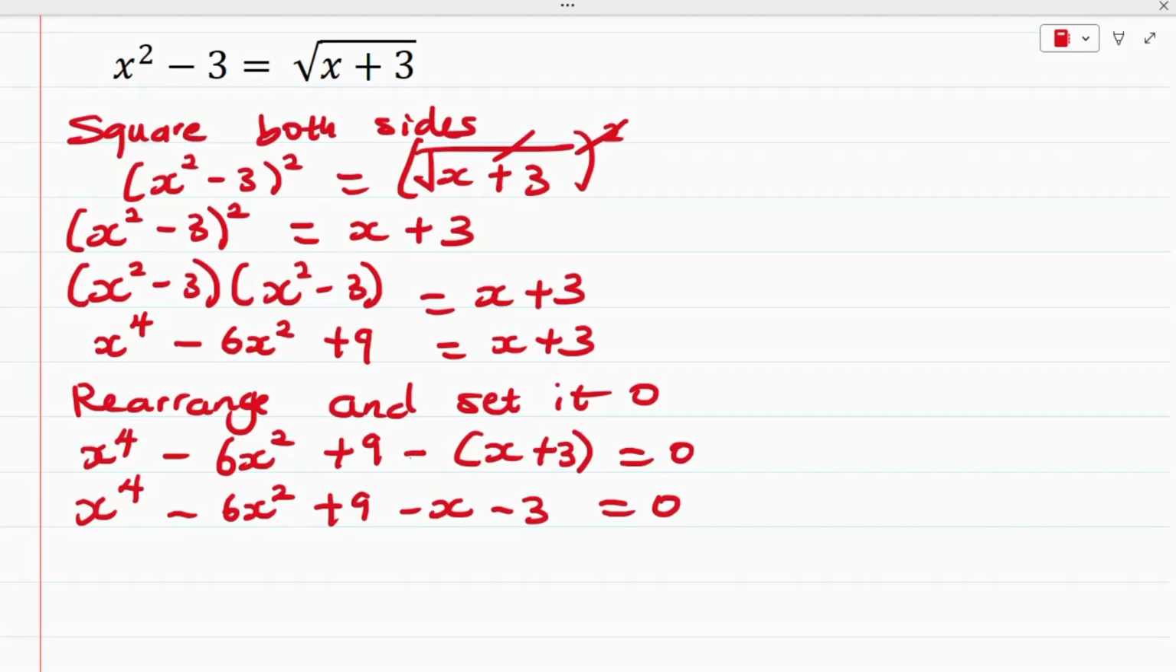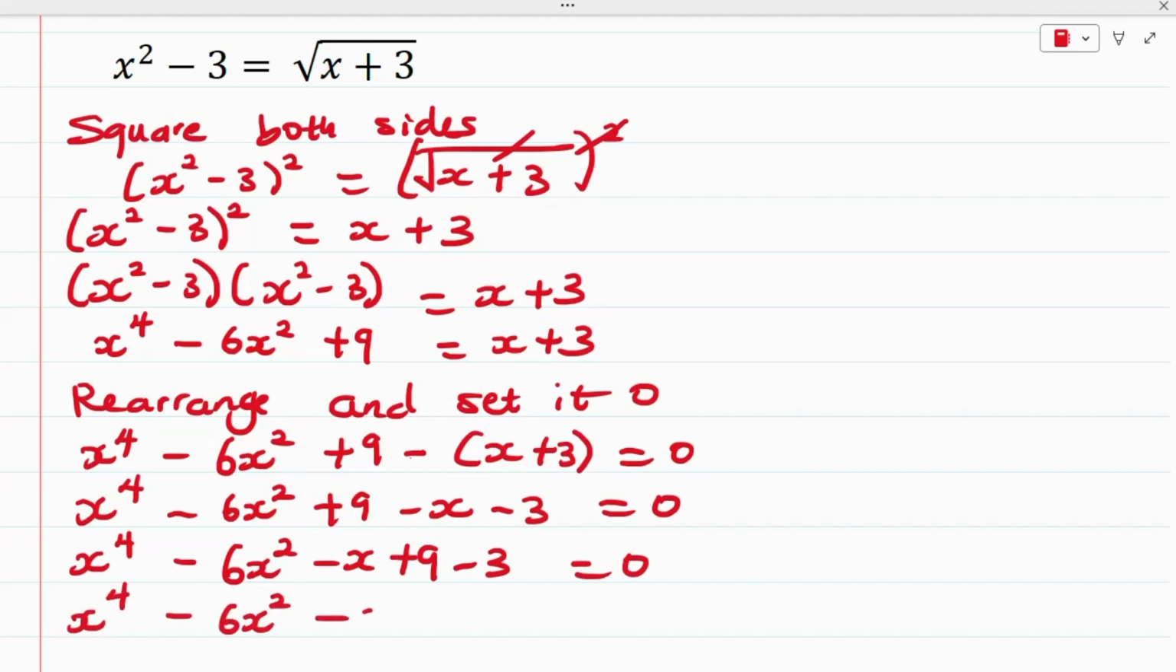and this is equal to 0. So right here, collecting like terms, this is going to become x raised to the power of 4 minus 6x squared minus x plus 9 minus 3 is equal to 0. And this is going to become x raised to the power of 4 minus 6x squared minus x. 9 minus 3 is going to give us plus 6, and this is equal to 0.